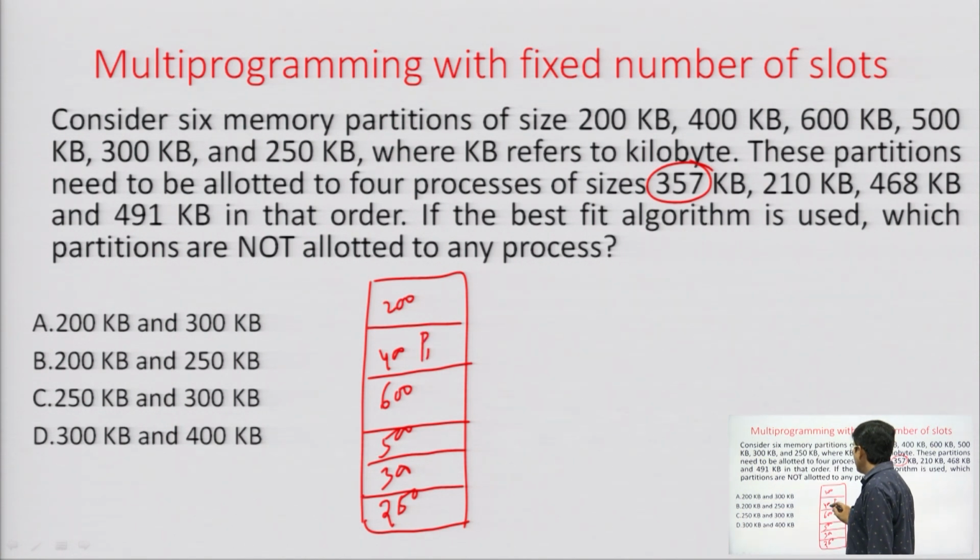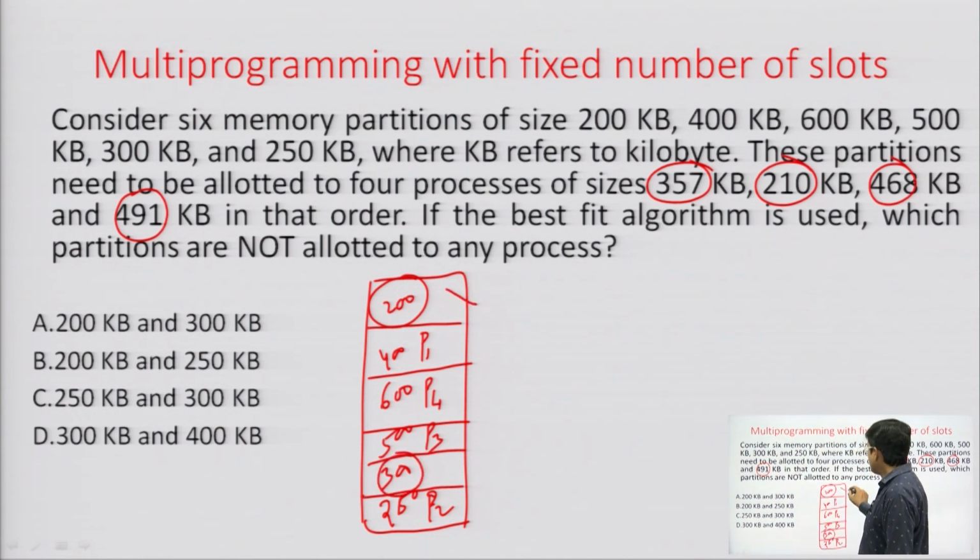So, P1 will be accommodated here, because this will give us the minimum fragmentation, and this 210 can be accommodated here. So, let us say this is P2. Then 468 should be accommodated here, let us say this is P3, and then 491 should get accommodated here in this partition. So, the partitions of size 200 and 300 are vacant, no processes have been allocated to these partitions. So, this is the correct option.